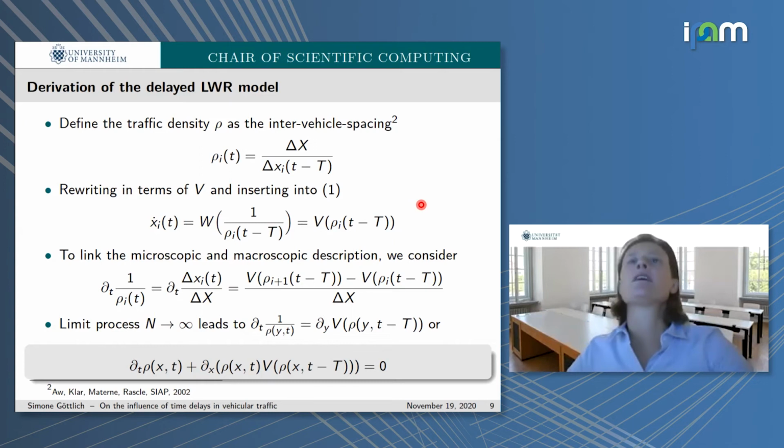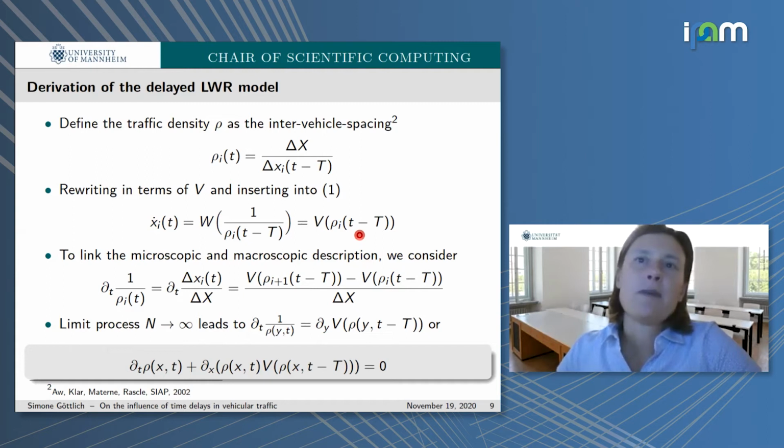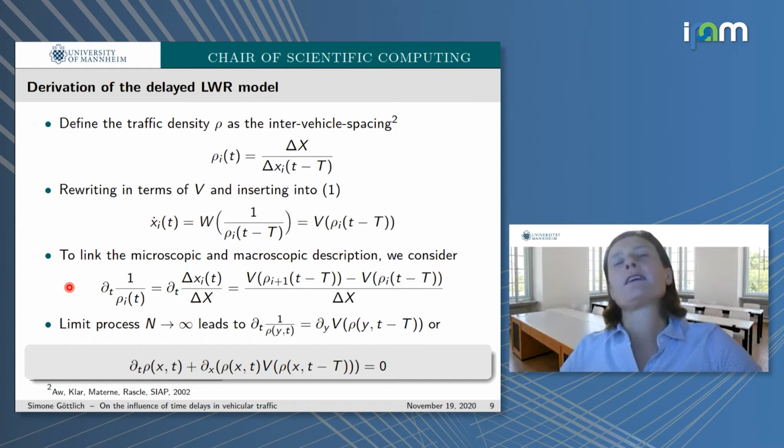So this means that we now have the dynamics x_i for each of our vehicles given by this relationship of the density description, and we say that this should now be the velocity function of this delayed density. And now, to link the microscopic and the macroscopic description, we consider the following calculations.